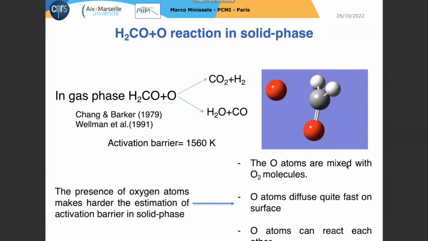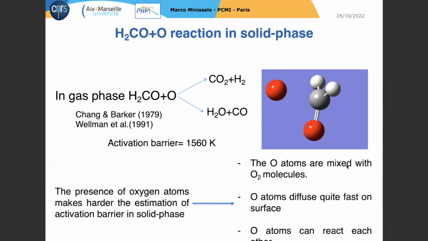But we have some issues, because the presence of oxygen atoms makes the estimation of the activation barrier in solid phase harder. First of all, from an experimental point of view, we don't have just oxygen atoms, but also a flux of O2 molecules, so we basically study H2CO plus O plus O2. And then there are intrinsic properties of oxygen atoms we have to deal with: they can diffuse quite fast on the surface, and they can also react with each other.